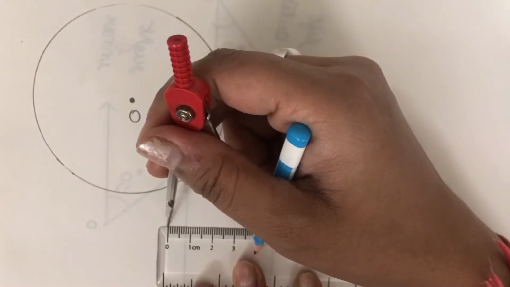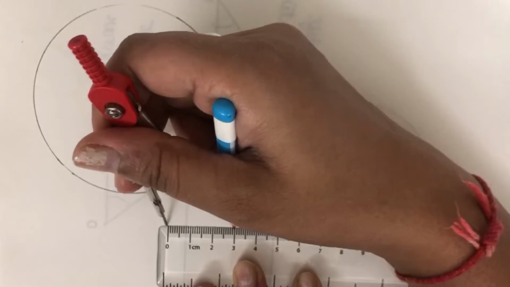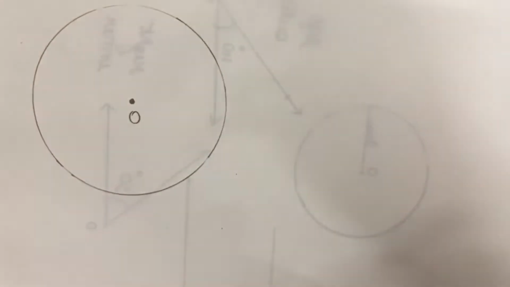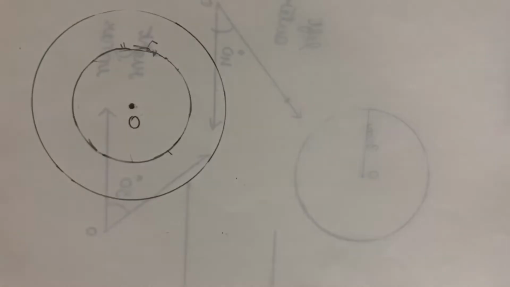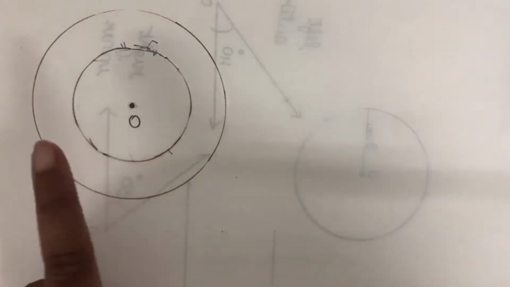Keep your rounder tip at 0 and pencil on 2.5. You will draw the circle. Same center पे रखना है and then start drawing. So this is question number 2.